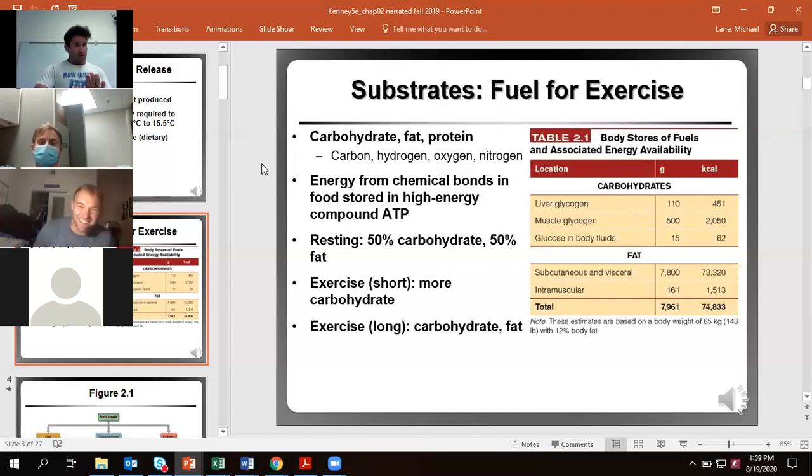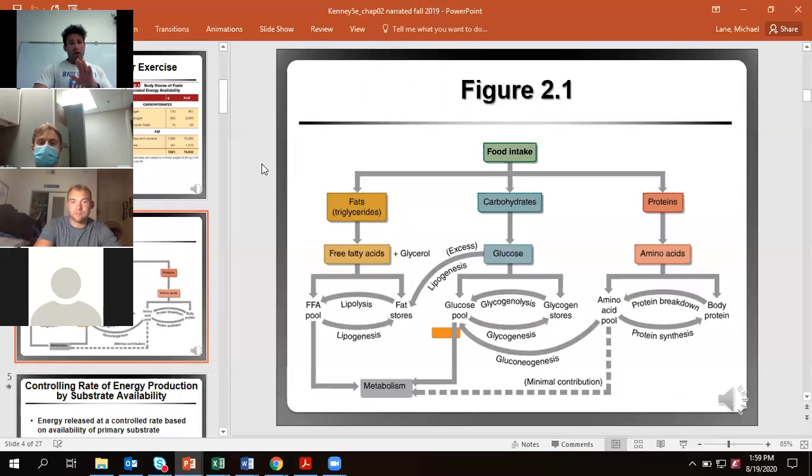Does that make sense as far as how much of each we have stored for the long term and what we're going to be using acutely? Now, if you understand this graph here, you're going to have a pretty good understanding of how we convert from one fuel to another, okay? So hence we start off at the top with our food intake.